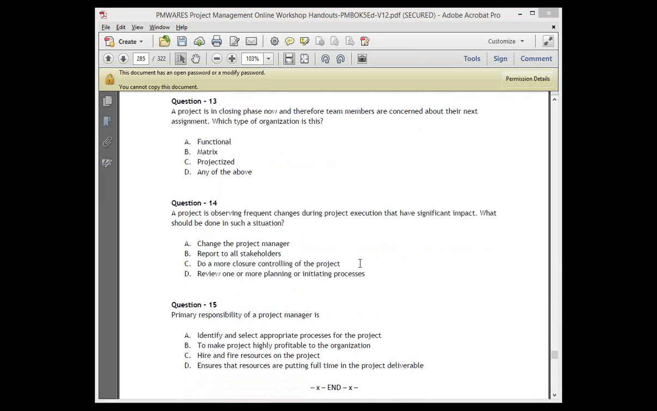So frequent changes during execution actually indicate that one planning or initiating process is not done correctly or properly. So D is the right answer in this case. Does that make sense? What about 15?